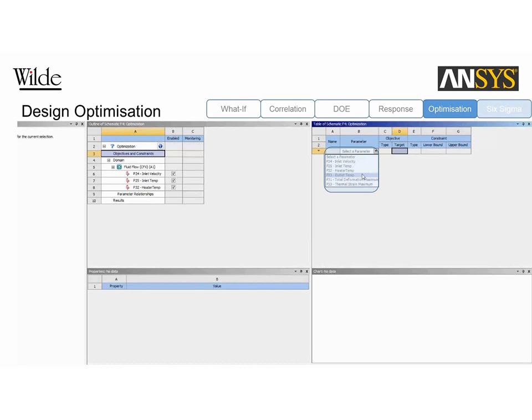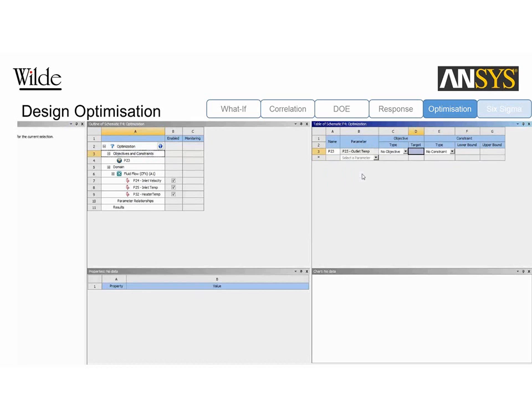The first parameter that we're going to constrain is the outlet temperature. So we choose that. And what we're going to do is rather than minimize or maximize that, we're going to set a specific target for the outlet temperature. So we go ahead and select seek target, and then we give it a value. In our case, we're going to give it a value of 65 Celsius.